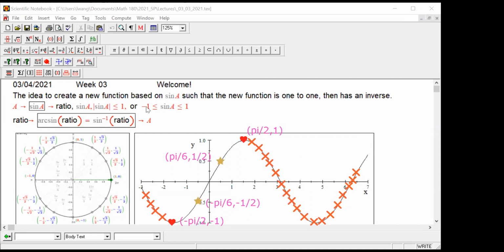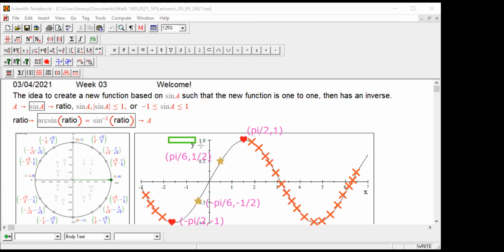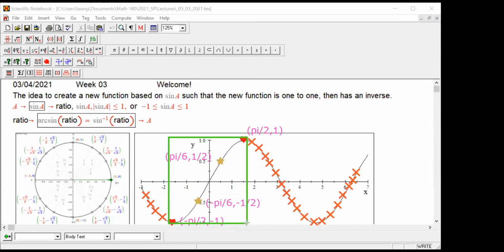All right. So the new function obviously does not have the same domain, right? Does it have the same domain? No, the domain is from negative pi over 2 to positive pi over 2. Could you see clearly what the domain and range are? What is the new domain, and what is the new range? Domain is from -1 to 1, and then the range would be -1 to 1.